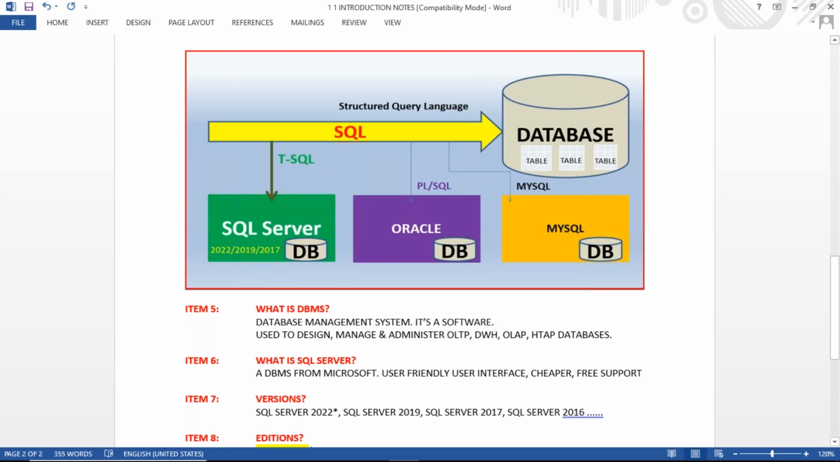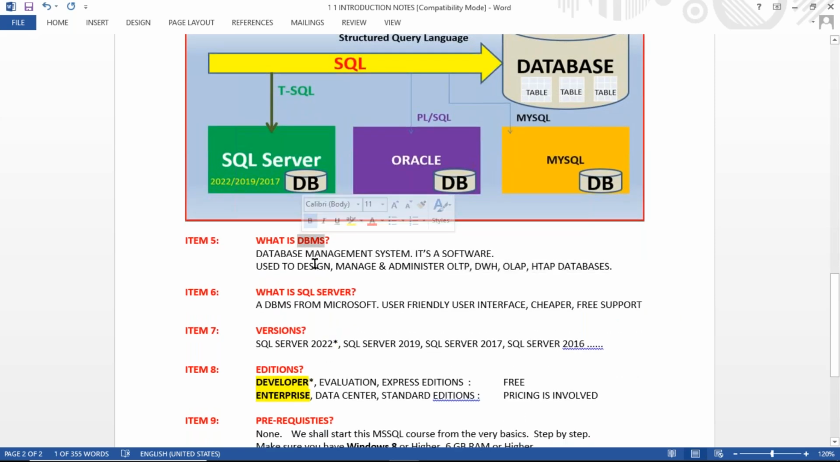Now, how to work with this? We need something called DBMS, Database Management System. It's software to design, manage, and administer OLTP, data warehouse, OLAP, and HTAP databases. One such DBMS is Microsoft SQL Server, very user friendly, cheaper and with free support, at about $24,500 per processor licensing fee.